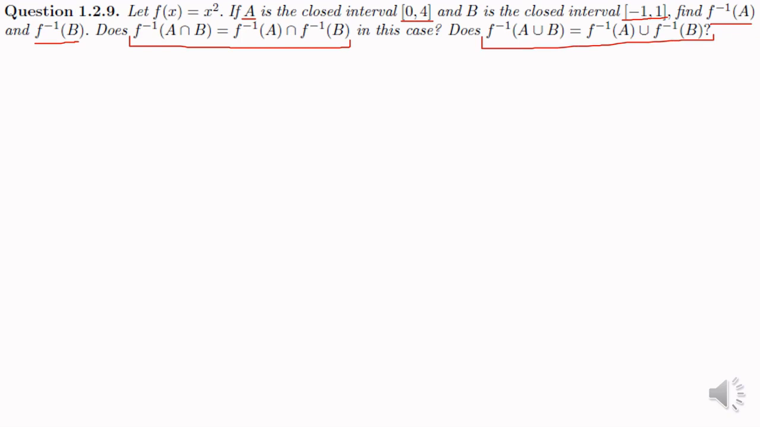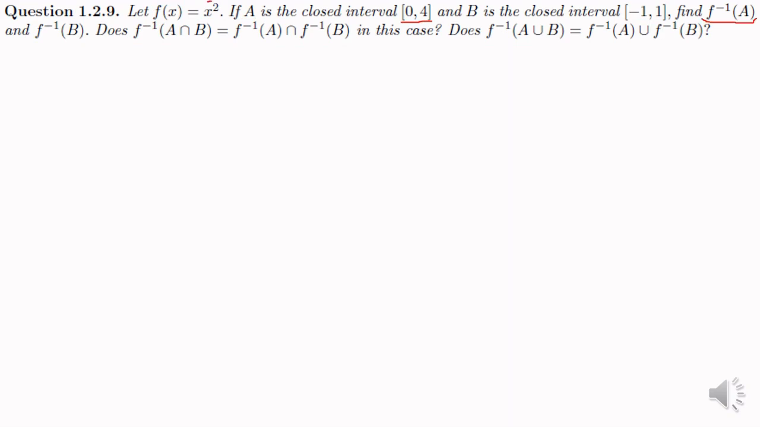Now, when you look at this function, f(x) = x², and nothing is said about the function. That means f from where to where is not specified. So as it is not specified, we can consider that it is from R to R, that means from the set of real numbers to the set of real numbers. Now, here you are given A equal to the closed interval [0, 4]. You have to find f⁻¹(A).